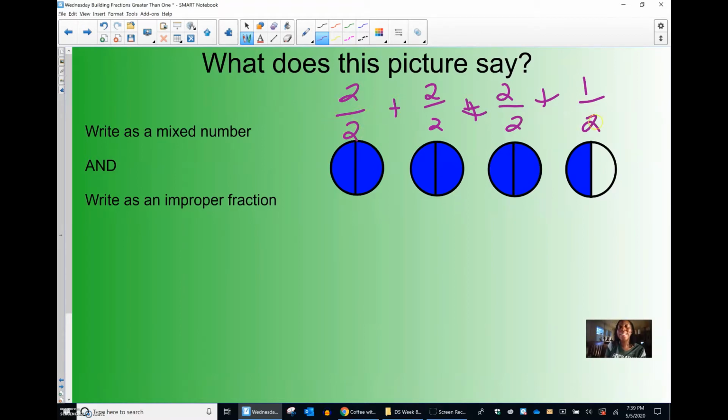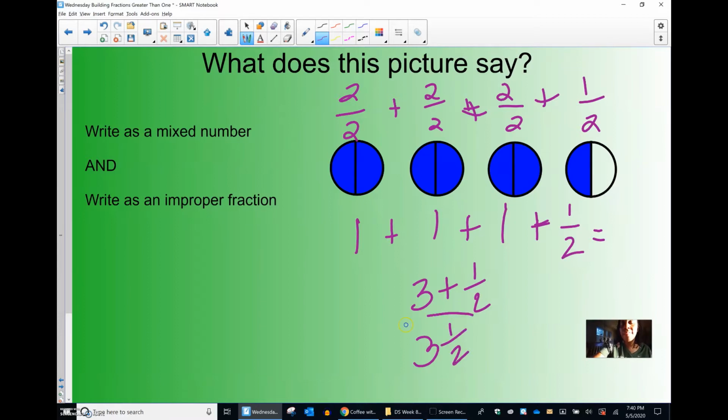So what is this mixed number and what is the improper fraction? Well, let's do what we did before. We have 1 unit fraction in this particular case, and then we have 3 whole fractions. So let's do this. We know that 2 out of 2 is equal to 1. We know that 2 out of 2 is equal to 1, and we add it again. And so now we have the mixed number of 3 and 1/2. And so this is the mixed number here.